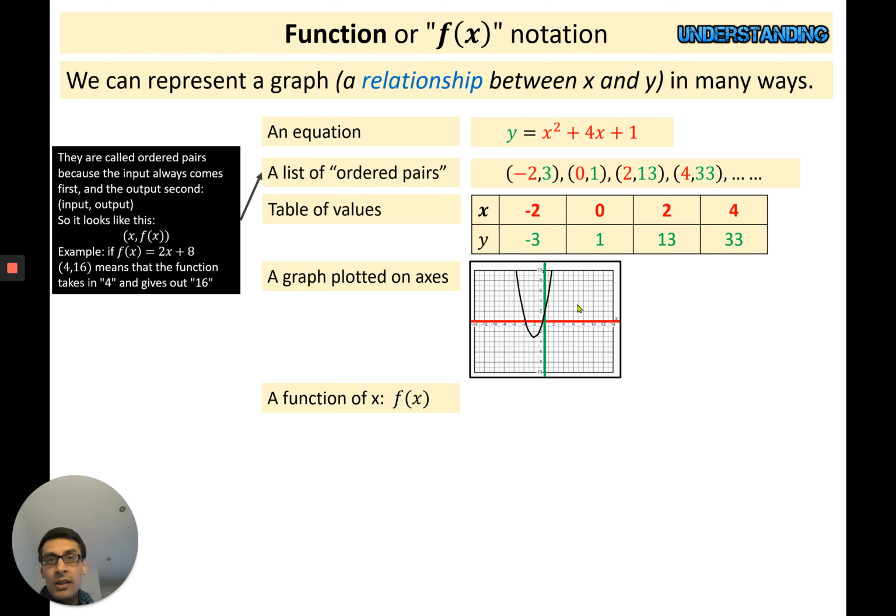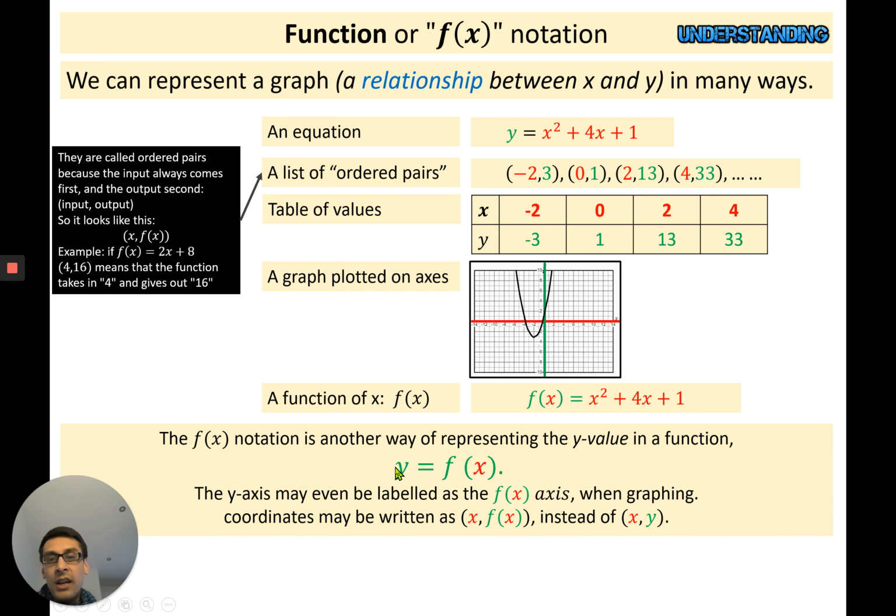So you can represent a relationship between x and y as a function of x. So you can say f of x is equal to, and then this equation here is just the same as what you see above. And you may notice something fairly obvious here: y is equal to f of x. So it's another way of representing the y value in a function. So from now on, you're going to see y is equal to f of x, and f of x represents some equation. The y-axis can actually even be labeled as f of x, and you can represent it just the way you can see below here.